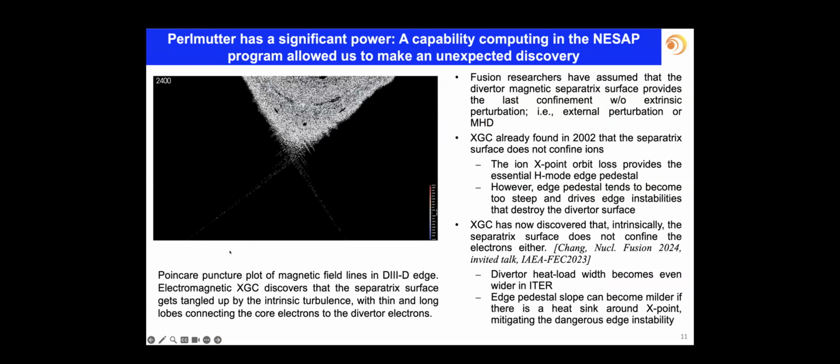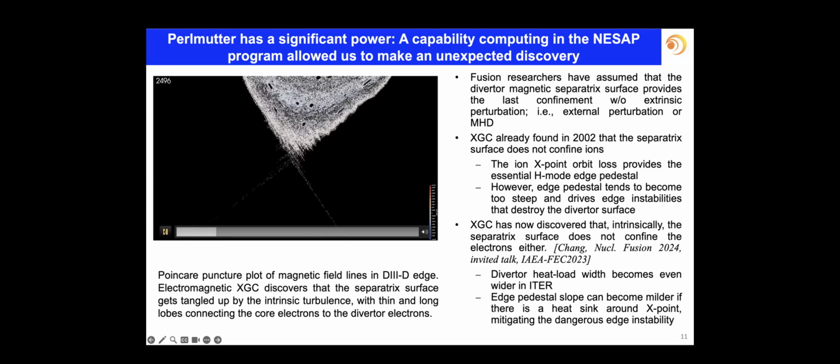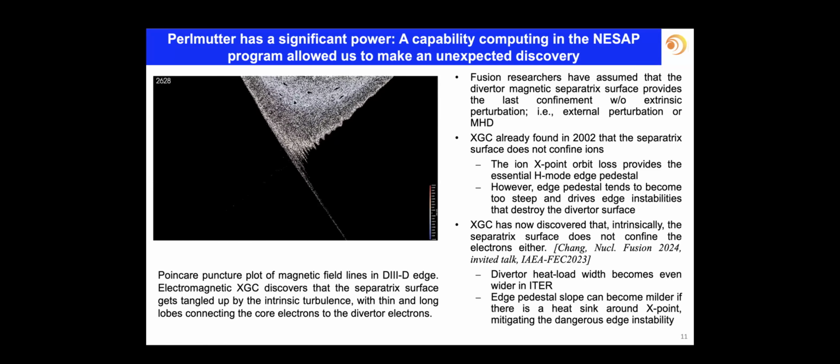Another discovery was made recently, first made on Perlmutter. Being in the NERSC program, we were doing some early science studies. As I said, the separatrix is a surface; inside this surface, it's confined. However, I already said that for ions there is a loss orbit. What about electrons? We all assumed in all the theories and experiments that this surface is good. We found out with electromagnetic simulation that this surface is no good. This is a 3D simulation done on Perlmutter.